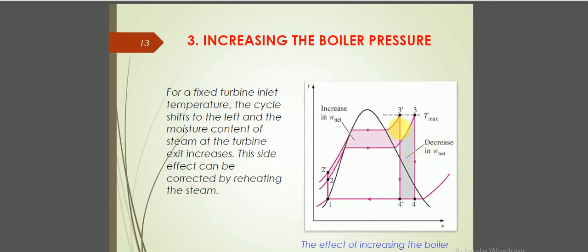But the main disadvantage of increasing the boiler pressure is this. You can see actually our expansion was from 3 to 4, but as you increase the boiler pressure it will be from 3 dash to 4 dash. If we increase the boiler pressure, what will happen is the quality of the steam decreases. If the quality of the steam decreases, it is always disadvantageous because the moisture content will increase. If the moisture content increases, what will happen, guys? It is harmful to the blades of the turbine.